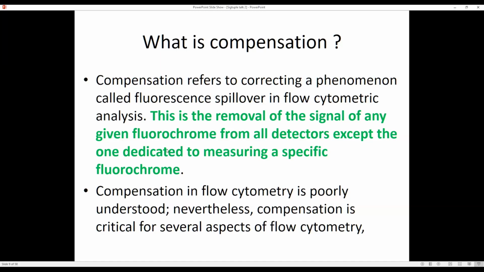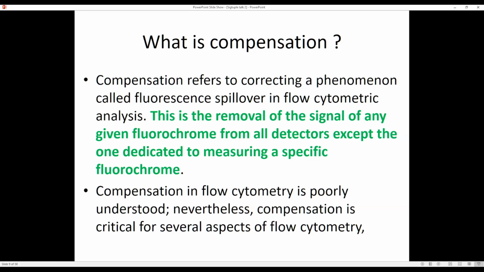So if it's a FITC fluorochrome, you have to remove the FITC signal from all the detectors except the FITC detector or FITC channel, right? That is called compensation. Now, remember why this compensation topic is very important, because I have seen a lot of flow cytometrists, clinical flow cytometrists who do leukemia, lymphoma, myeloma, MRD, and so on. When they send me the data, sometimes the data looks so bad because of improper compensation.